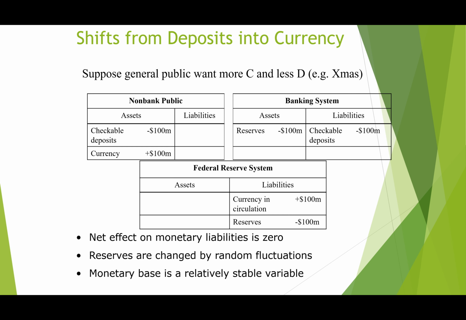So now let's have a look and think about the monetary base. What's happened here? It's currency plus reserves. Well, you can see on the right-hand side of the Fed's balance sheet, the liabilities column, the currency has changed by plus 100, reserves changed by minus 100, the monetary base is unchanged.